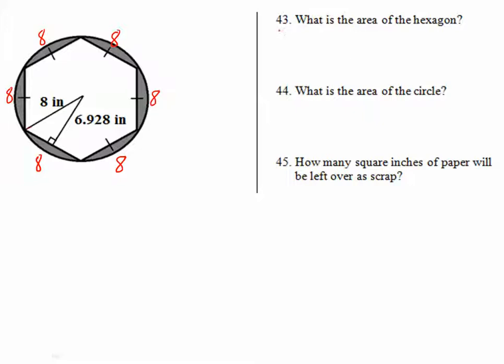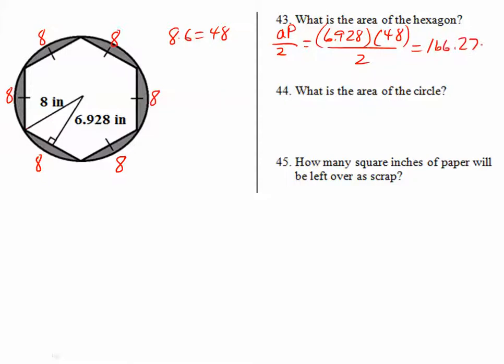It says, what is the area of the hexagon? Our formula is apothem times perimeter of the base divided by 2. So my apothem is 6.928. The perimeter of my base is 8 times 6 because there's 6 sides. So times 48 divided by 2. And when I plug that into my calculator, I get 166.27 inches squared because it's area.